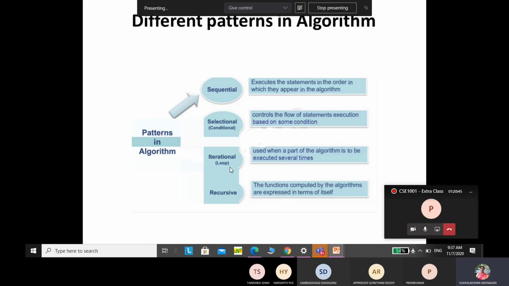If you are writing the program step by step to solve the problem, then it is sequential. Selection means in the program, some decision making, like whether to do this or that, if you are giving that, it is called selection. The third type is iterational. That means if you are executing certain steps repeatedly, that is called iterational. Normally in the program, we will use sequential, selection and iterational. Recursive, that I will discuss later, right?